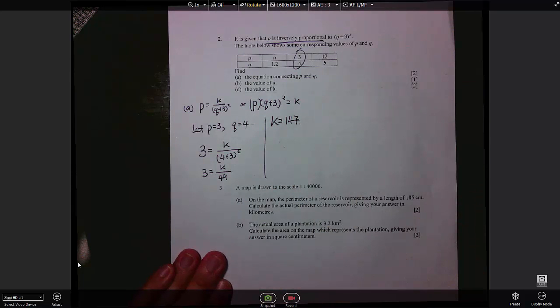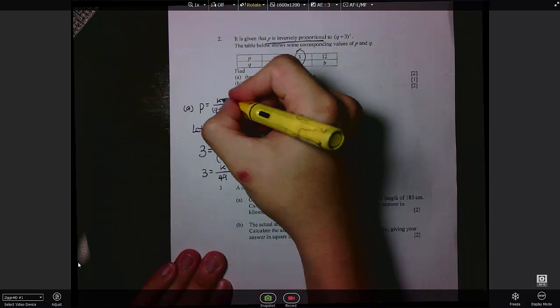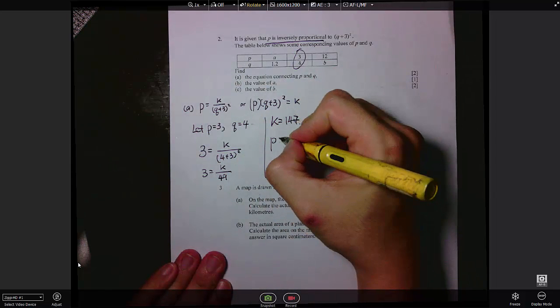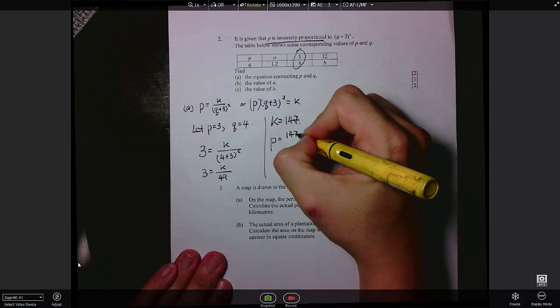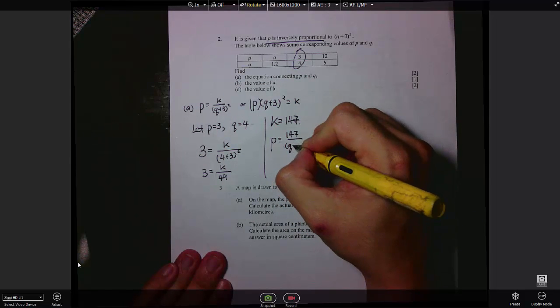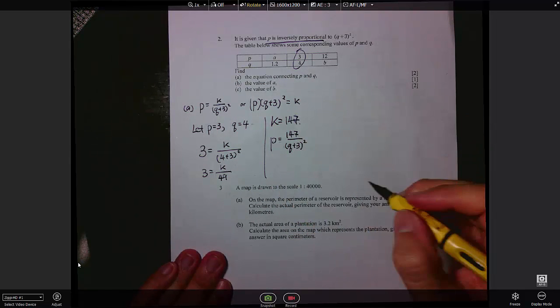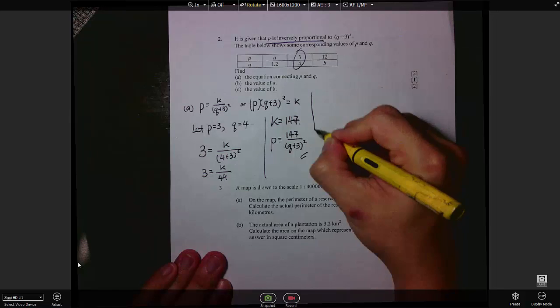Okay, don't stop here. Alright, we have to write down the original equation. So I write down the original equation. P is equals to 147 over Q plus 3 square. And that concludes part A.